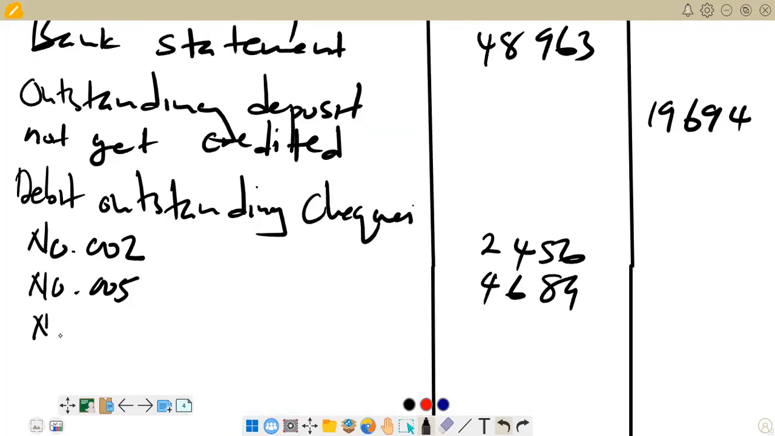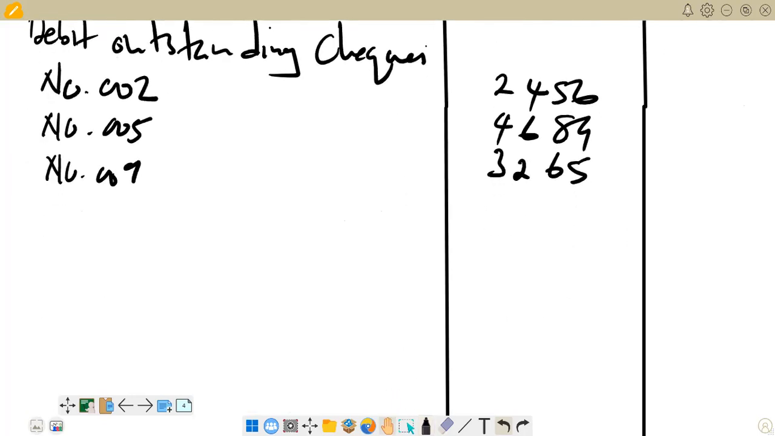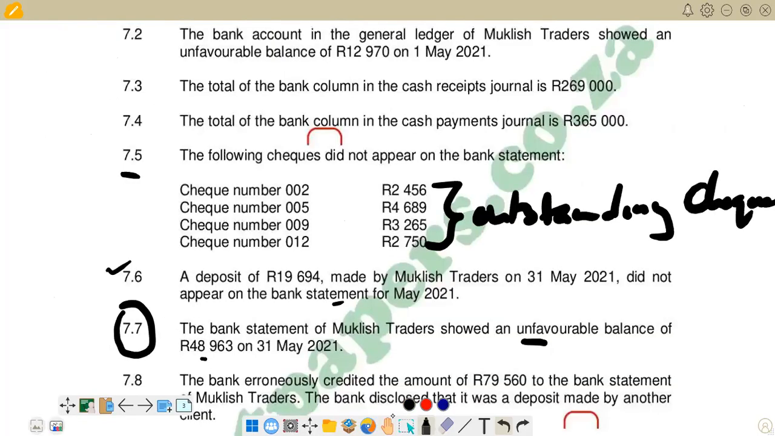So we are now on check number 009. And we are saying the amount is 3,265. We go down, we also have check number 012 with the amount 2,750. So these are the outstanding checks that we have. This is the last one on outstanding checks. Then we can go on and see the other information that we are given.